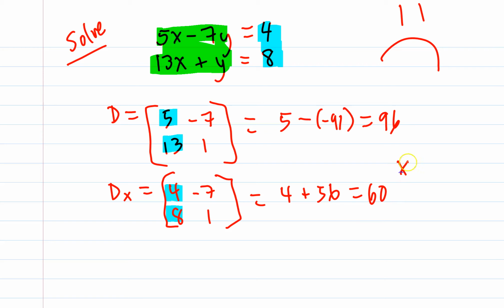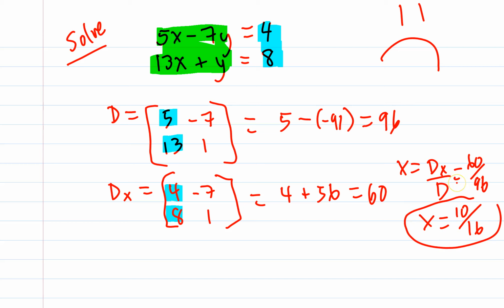Well, x is equal to dx over d. X is equal to 60 over 96. X is equal to 10 over 16. Still not done. X is equal to, how about 5 over 8? Keep reducing. Okay? Let's be clear again. Maybe you didn't want to do that by hand.